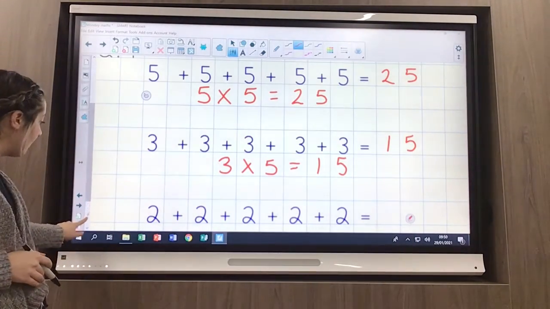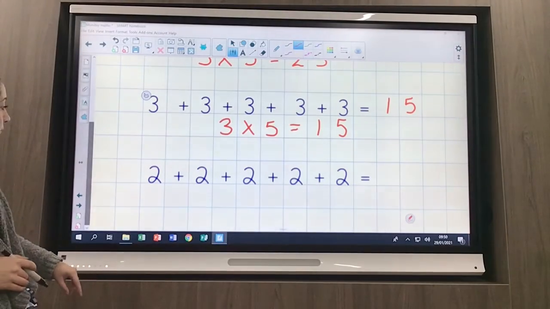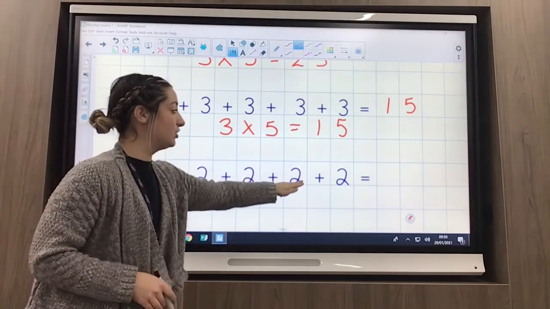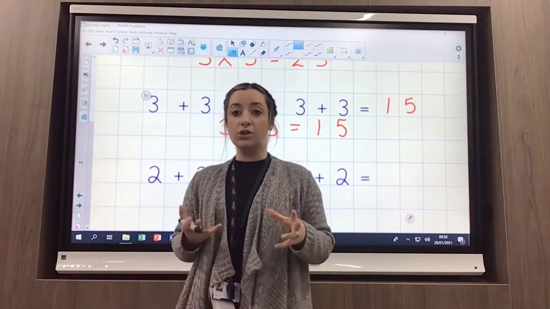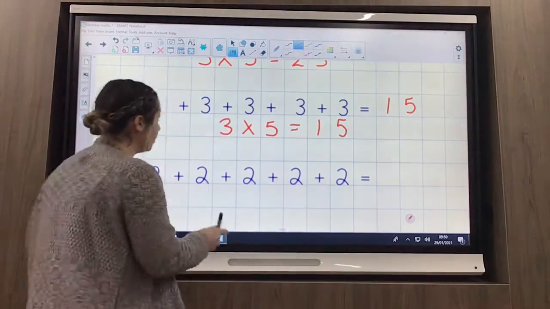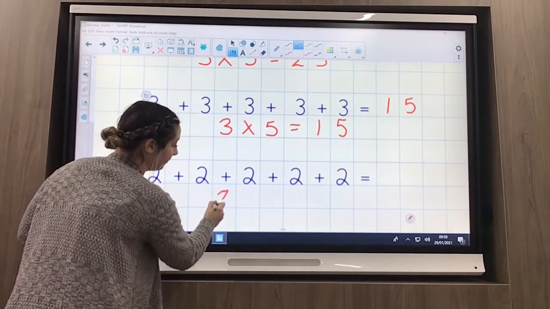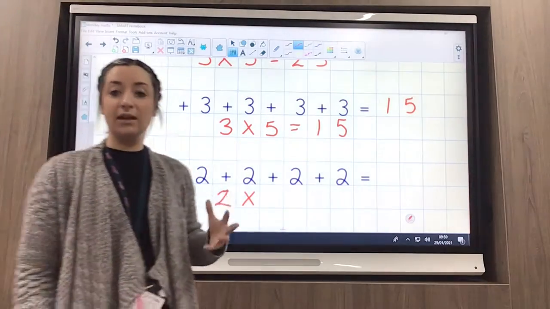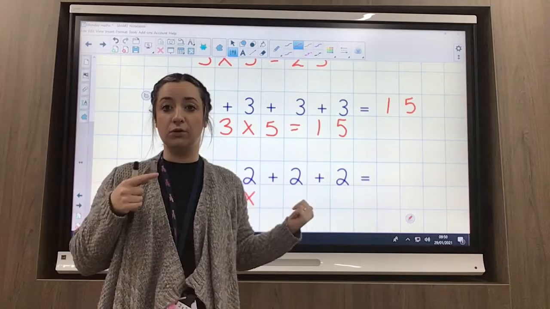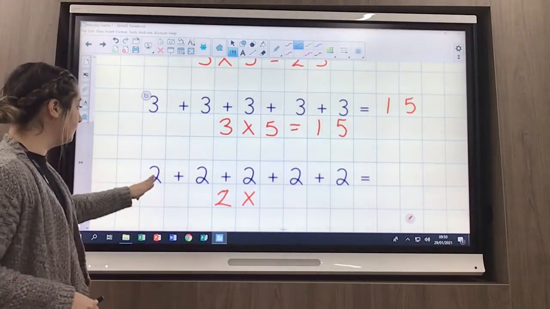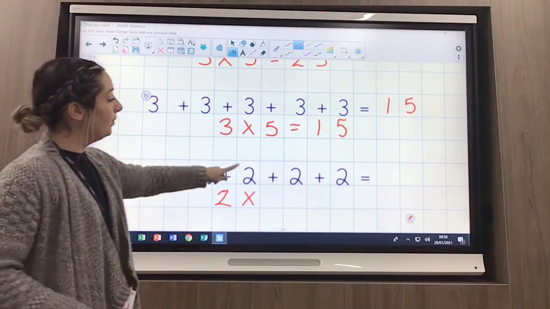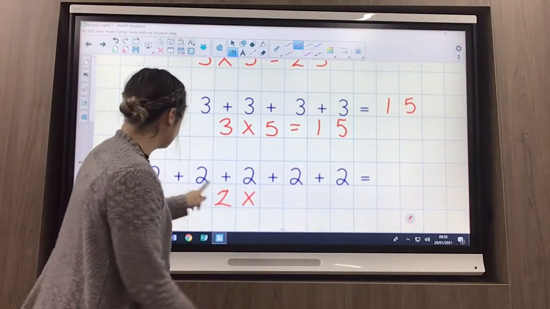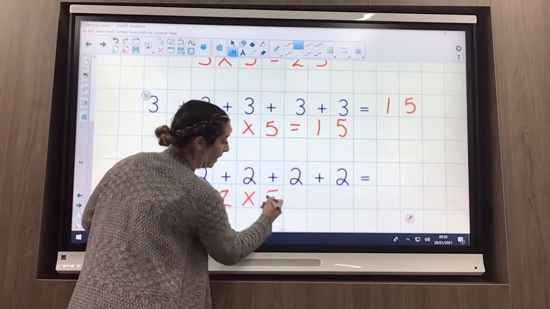So let's have a look at my final repeated addition for today. So I've got 2, add 2, add 2, add 2, add 2. How many lots of 2 have I got? So I know I've got the 2 times table. And I'm going to multiply it by how many groups? Can you tell yourself in your head how many groups it is before I write it down? So I've got 1 group of 2, 2 groups of 2, 3 groups of 2, 4 groups of 2, 5 groups of 2. So I've got 2 multiplied by 5.